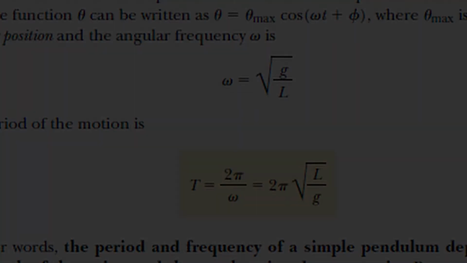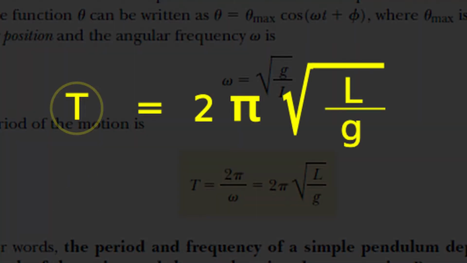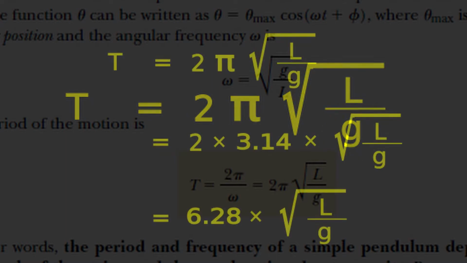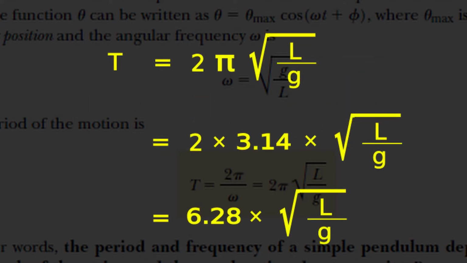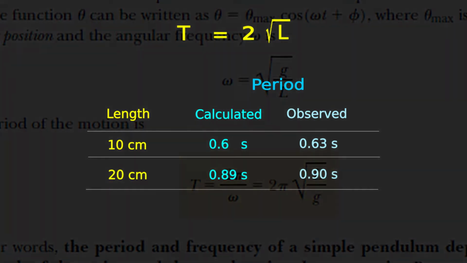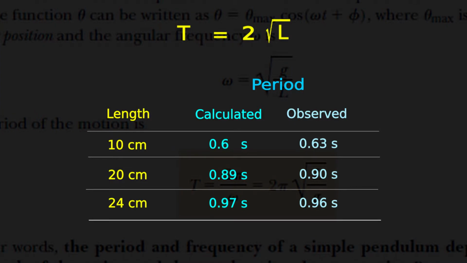Here in this formula, T is the period of the pendulum, while L is the length of the pendulum and g is acceleration due to gravity. Let us validate our initial findings with the formula. Calculated values for these lengths are very close to the observed values. These differences may be due to the very basic setup, human reaction time error, etc.